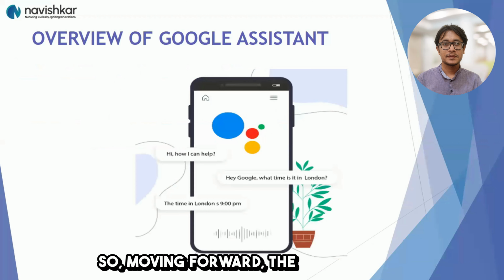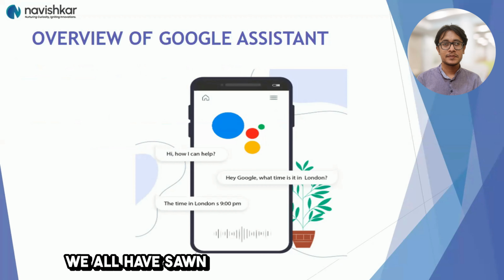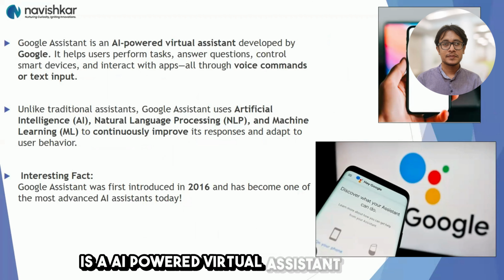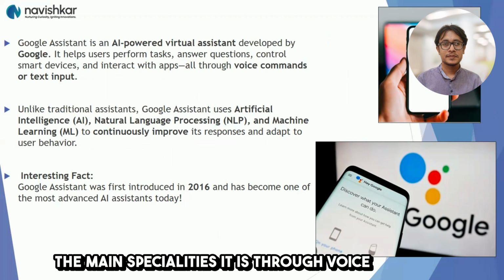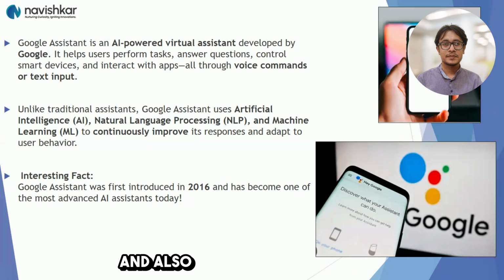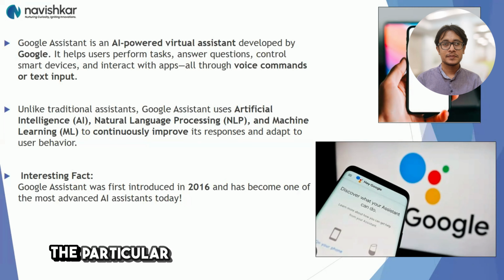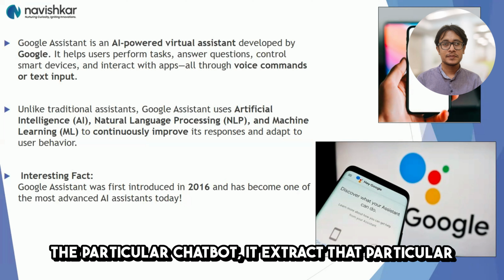So moving forward, the next chatbot application is Google Assistant. You have all seen the Google Assistant. See, all these activities can be done using the Google Assistant. It's an AI-powered virtual assistant. Here also, the main specialty is that it works through voice command and also through text input. So whatever text you give to the particular chatbot, it extracts that particular data.